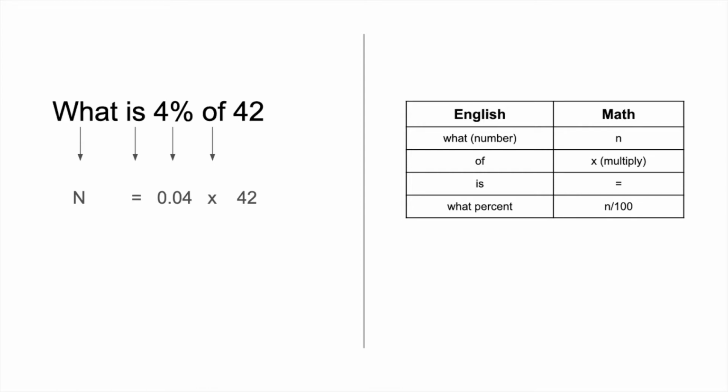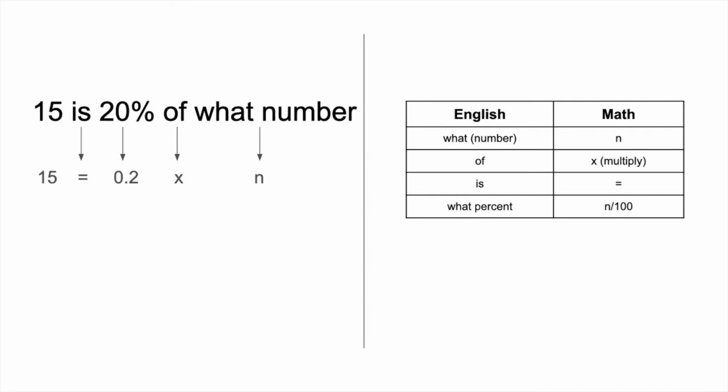We're also going to convert the percentage into a decimal. Remember, 4% translates to 0.04, not 0.4. You can also use a fraction, but your answer should be in decimal form. And lastly, the of means multiply. So we have n equals 0.04 times 42. When we solve and multiply 0.04 by 42, we will get our answer 1.68.